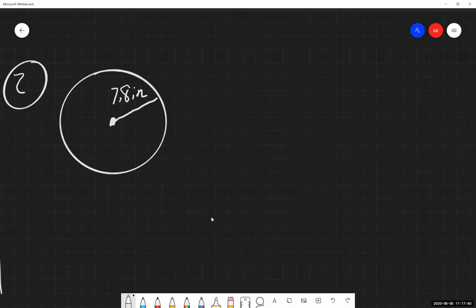So we have 7.8 inches for our radius. We are looking to find the circumference. Okay, so the circumference is equal to pi times the diameter of the circle. And this is one of the instances where we have not explicitly been given the diameter of the circle. So we need to do a little bit of prep work for ourselves before we do that.